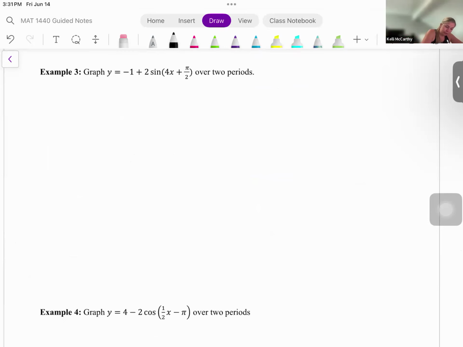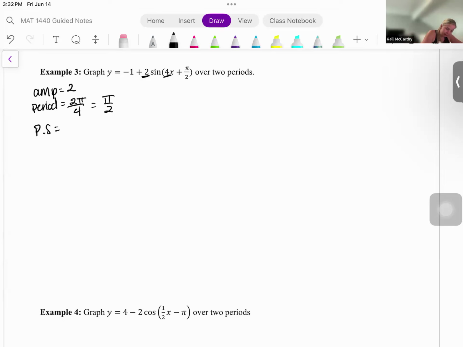So our amplitude is the coefficient on our trig function. So the amplitude is 2. Since it's a positive 2, we're not going to have any type of vertical reflection. Our period is going to be based on the frequency, which is 4. So it's going to be 2 pi divided by 4, or pi over 2.